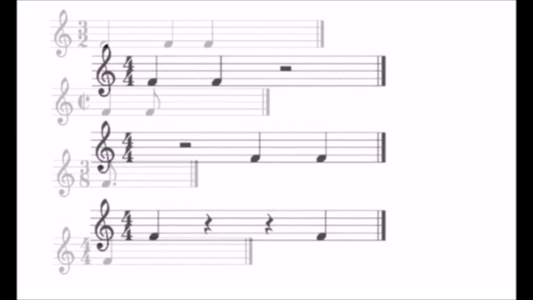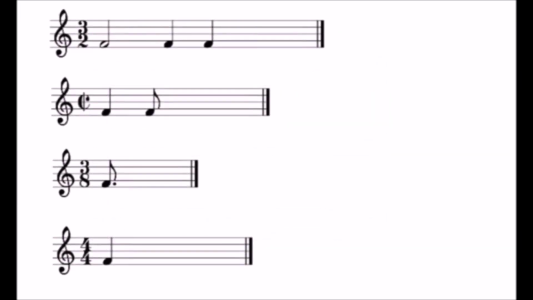Now let's see how much you have understood. In these 4 bars, what rest or rests would be needed to complete the bar? In the first bar, which is in 3/2 time, there are 2 minims already written, and so a minim rest would be needed to complete the bar like this.